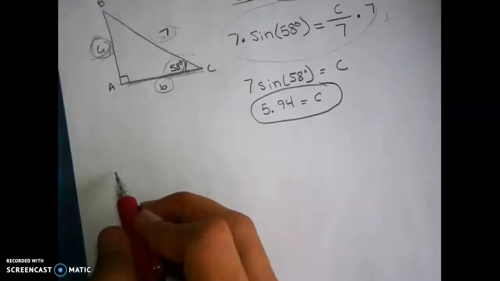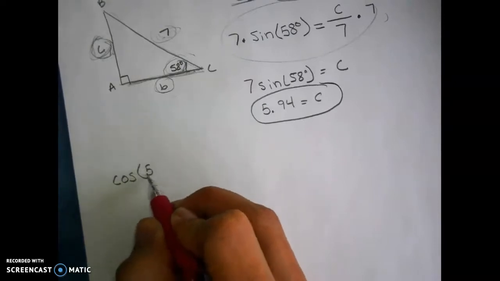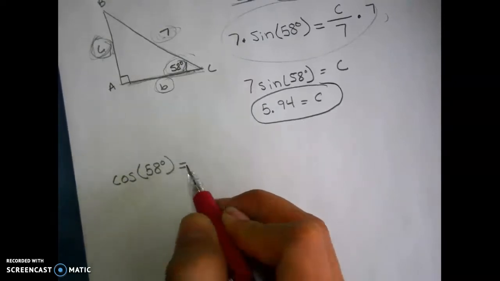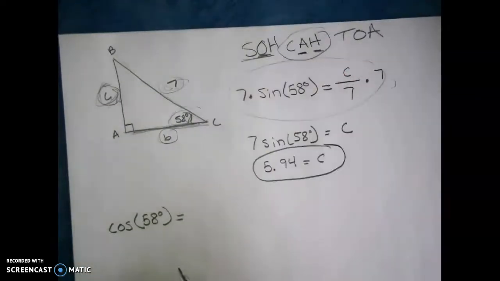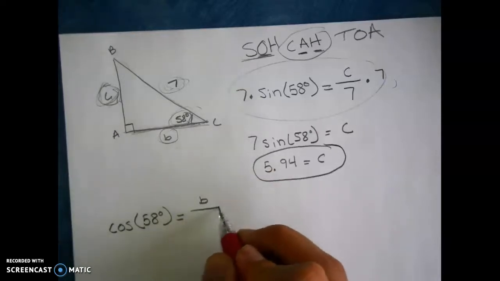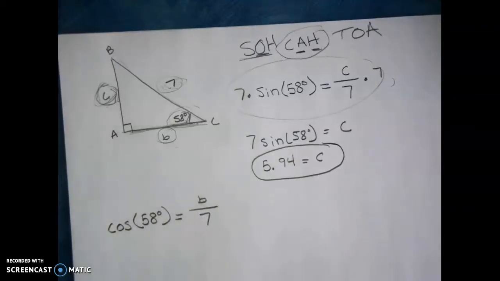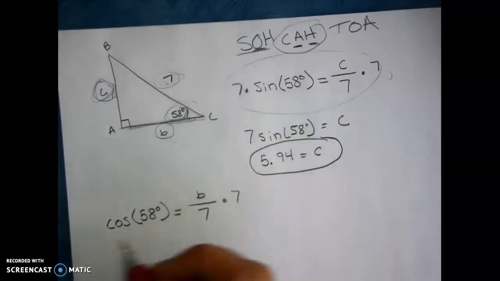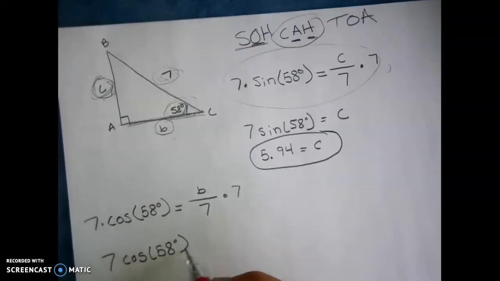Okay, so let's set this up. We have the cosine of 58 degrees is equal to, well, cosine is adjacent over hypotenuse. My adjacent is going to be B, which I don't know. My hypotenuse is 7. Now here's the setup. I just want to solve for B, get B by itself. I'm going to multiply by 7. So now I have 7 times the cosine of 58 degrees is equal to B.